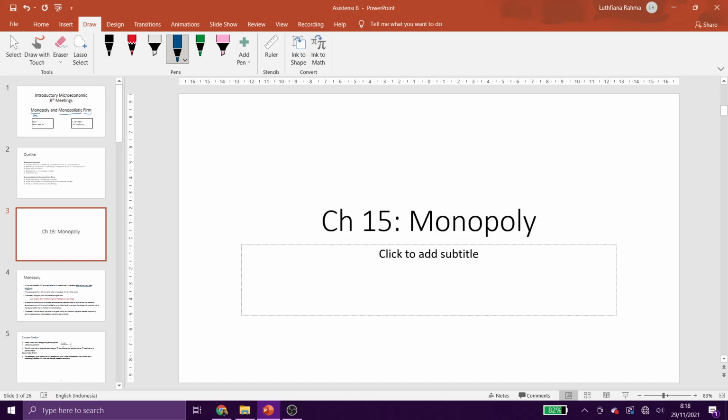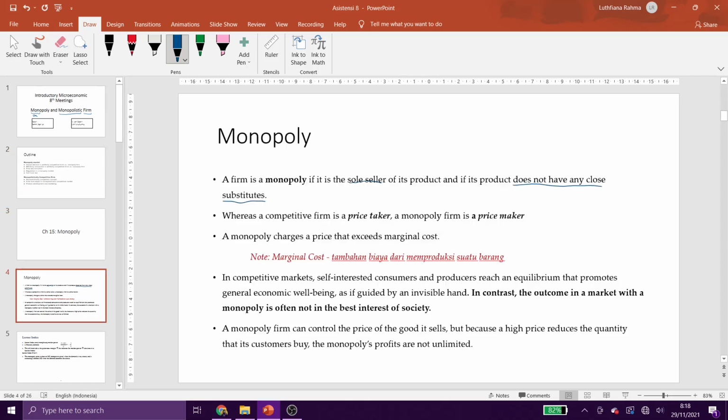Okay, so first things first, the monopoly. A firm is called a monopoly if it is the sole seller of its product and if its product does not have any close substitutes. It means that the firm is the one and only seller and producer in the market. Because they are the only producer, there is no other competitor producing literally the same goods. So the goods produced by the firm do not have any close substitutes at all.